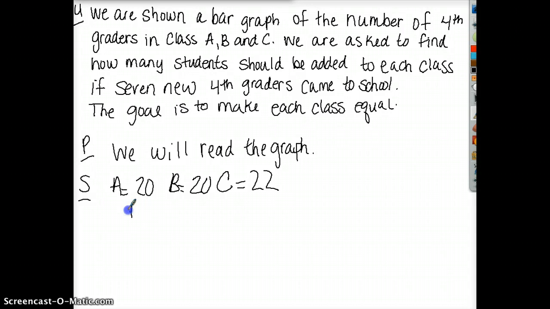Okay, so let's say we're going to add 2 here. We're going to add 2 here. So now they're all 22. Okay, and we're going to put a 7 over here. We're going to cross that out. And if we subtracted 4 from 7, we have how many left? 3. Okay, so we have 3 students left.